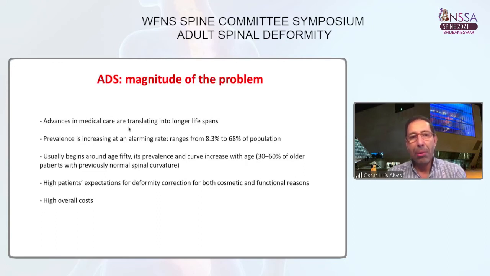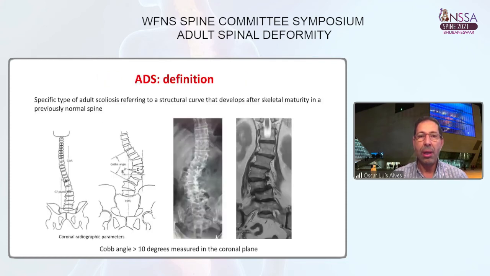This is quite a big problem because of the advance in medical care translating into longer lifespans. The prevalence is increasing at an alarming rate, and according to different cohorts, almost 68% of the population can show this problem. Usually it begins at the age of 50, and prevalence and curves increase with age. Older people can have around 60% of patients who previously had normal curvature of the spine. There is high expectation of the patients for the deformity correction, and you have to be aware also of the high overall cost of this disease.